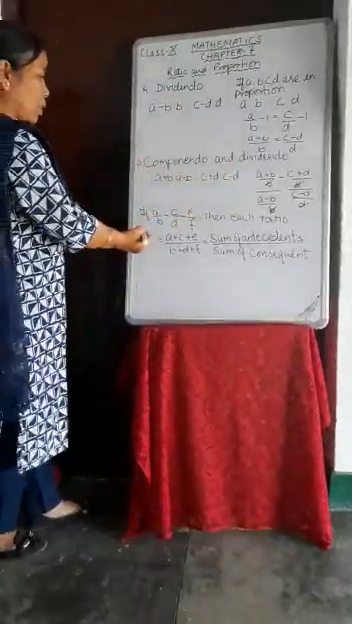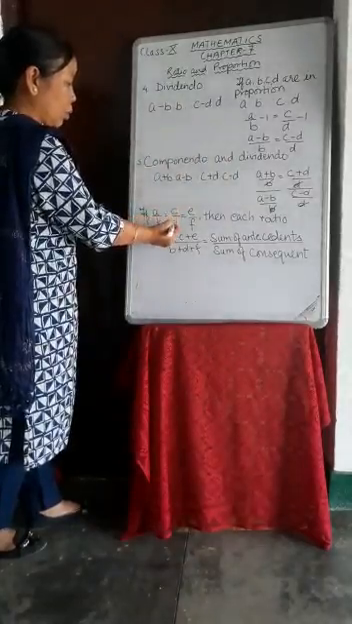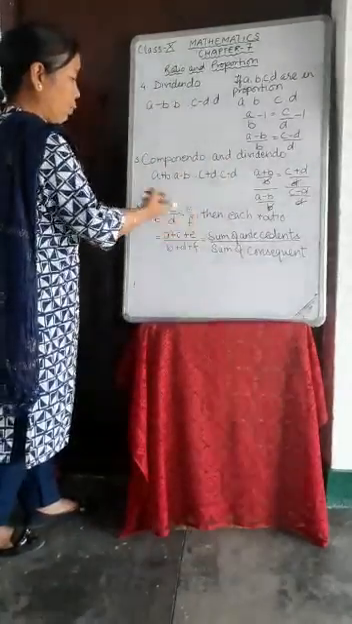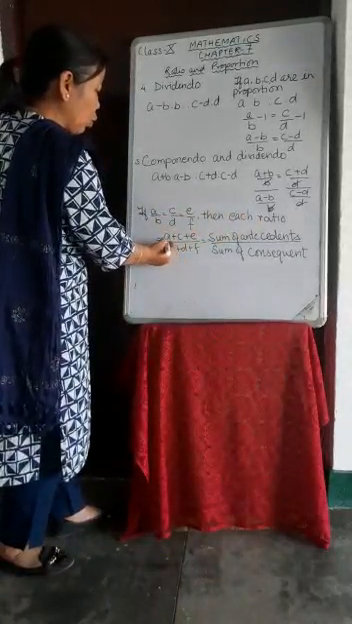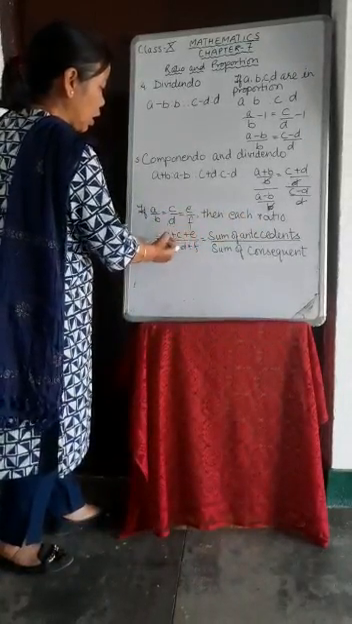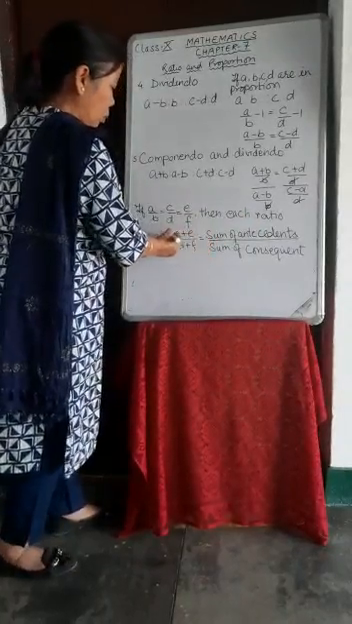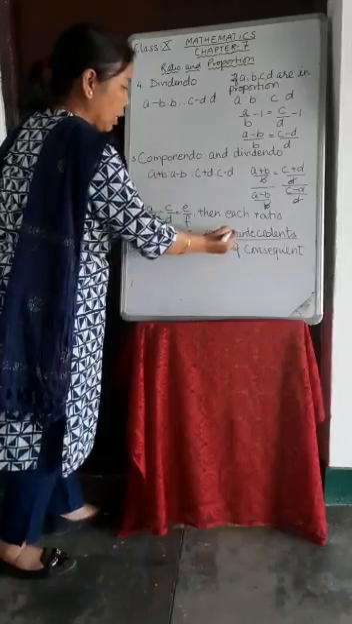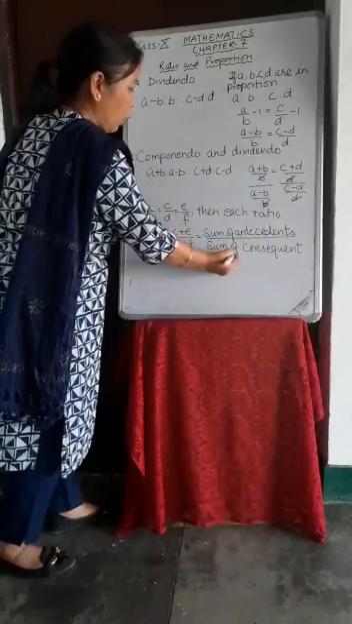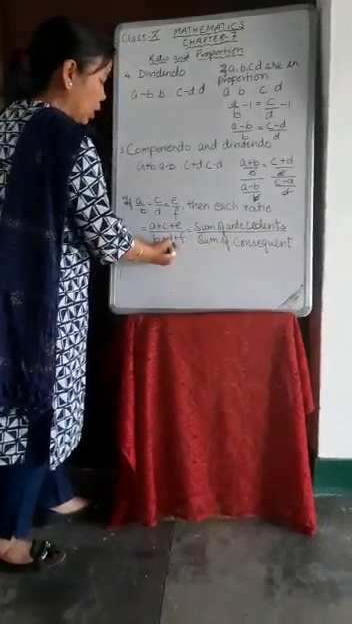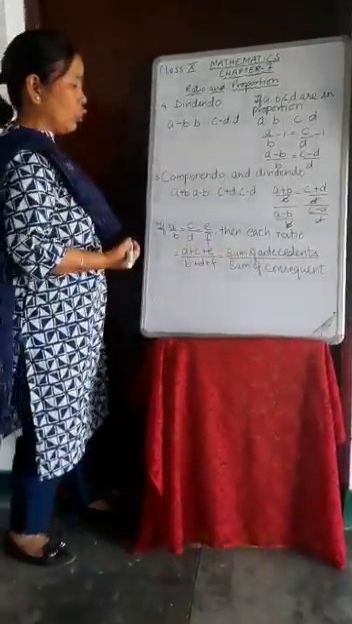Now one more property is there. If A upon B is equal to C upon D is equal to E upon F, then each of these ratios is equal to A plus C plus E upon B plus D plus F. A, C, E are the antecedents, so sum of antecedents upon sum of consequents. B, D, F are the consequents. So this is another property of ratio and proportion.